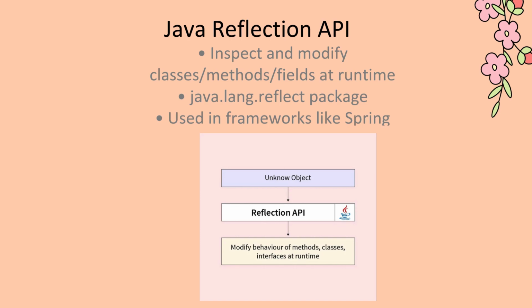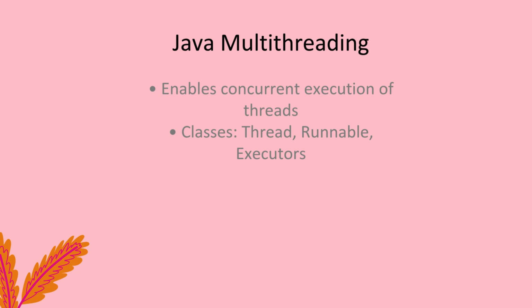Now we come to Java multi-threading, a critical concept for building responsive and efficient applications that can perform multiple tasks concurrently. Multi-threading enables the execution of different parts of a program, known as threads, simultaneously or seemingly simultaneously. This is particularly useful for applications that need to handle user input, perform background computations, and communicate over a network all at once without freezing the user interface.